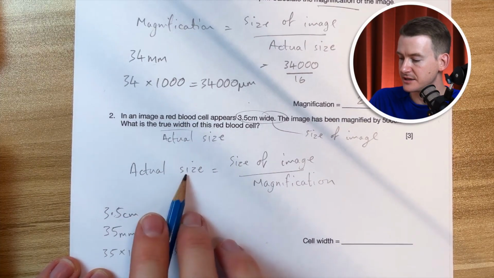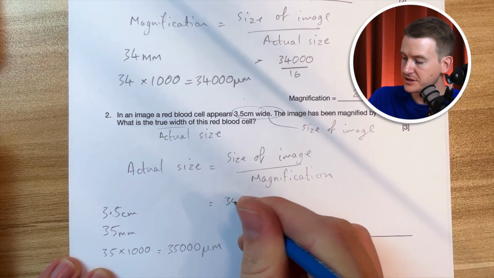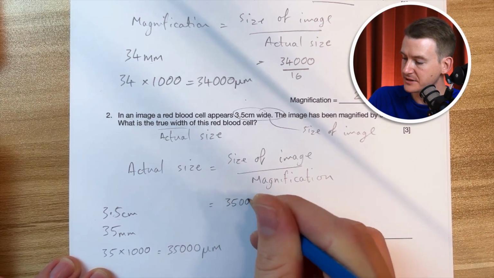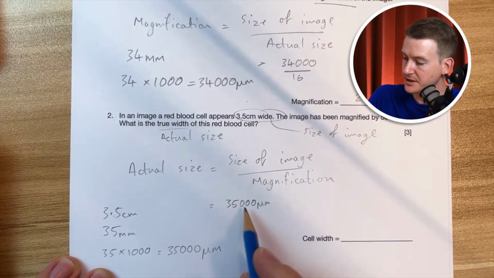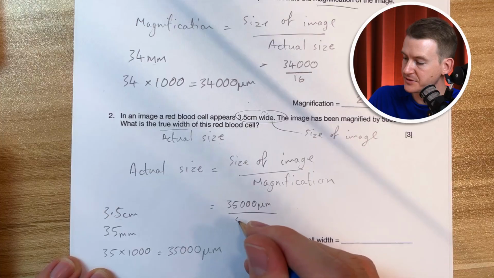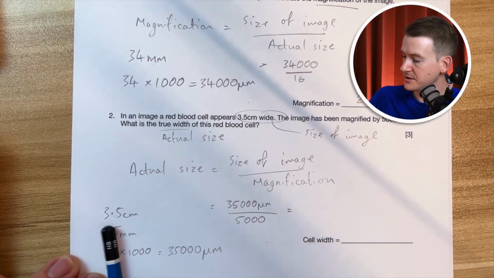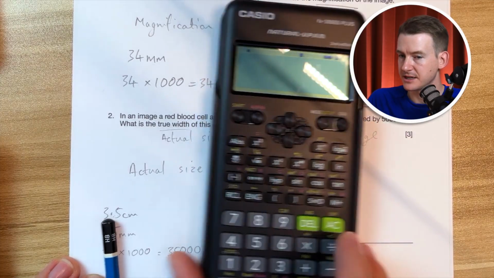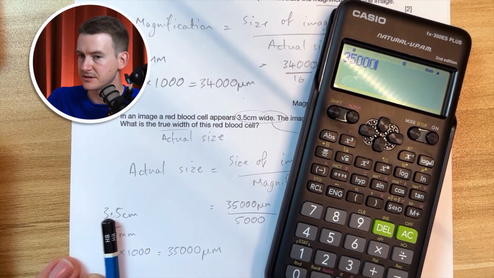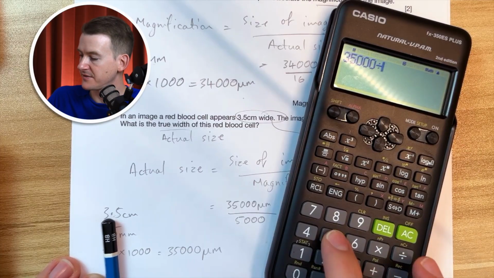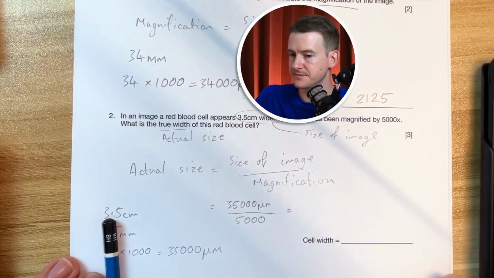So there, I've got the values that I want to put in my calculation. So here, actual size is equal to size of the image, 35,000 micrometers, divided by the magnification, which is 5,000 times. Let's put that into our calculator. I've got 35,000, divide that by 5,000 times, and there I've got 7.